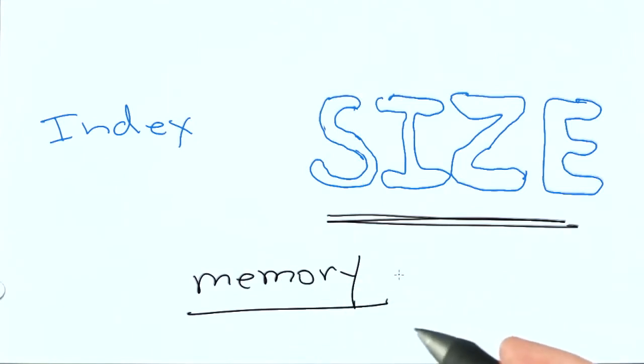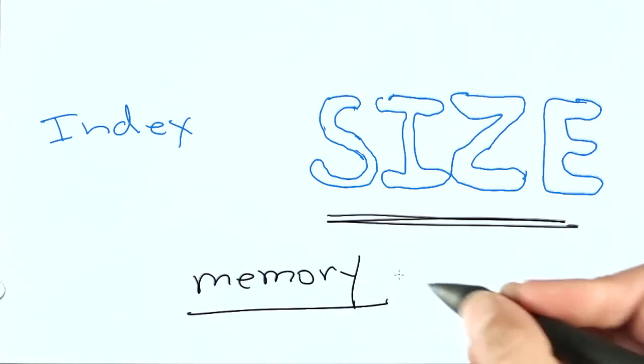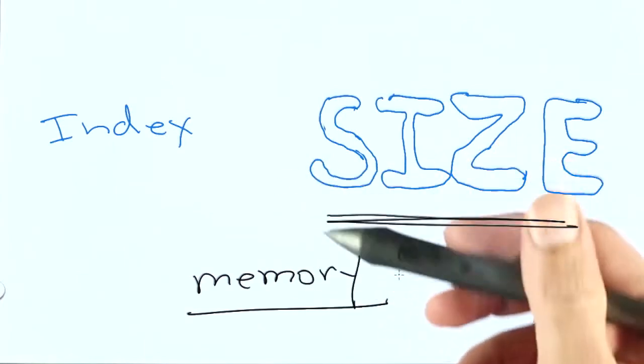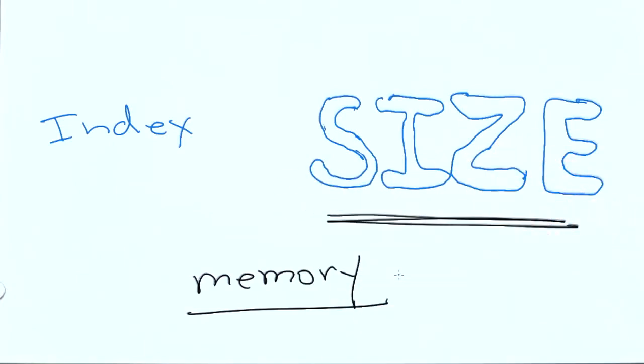So there's a question, and we're going to talk more about this in the rest of the unit, about working set and how do we keep the most important parts of the data in memory. Well, even more important than keeping the data in memory is going to be keeping the index in memory. So the first question you might have is, how big is an index?